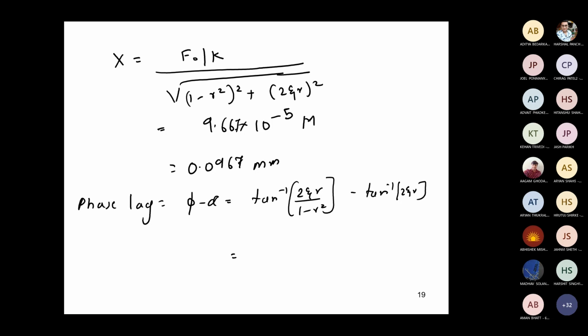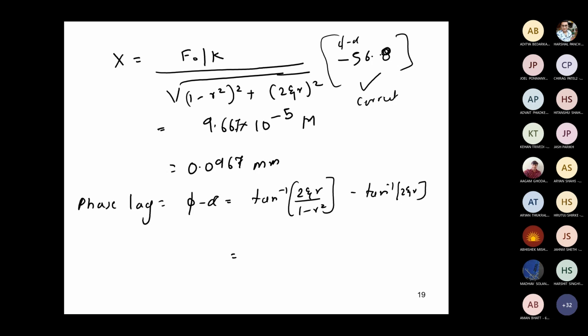Yes, what is the answer? Sir, 1.14. What is that? Phase lag? Yes, sir. That is in radians you are talking. Angle you have told me the answer. Minus 56.886 degrees. So phi minus alpha is minus 56.886 degrees. Okay. So is this answer correct? So mathematically you have got this answer, but is this answer okay?